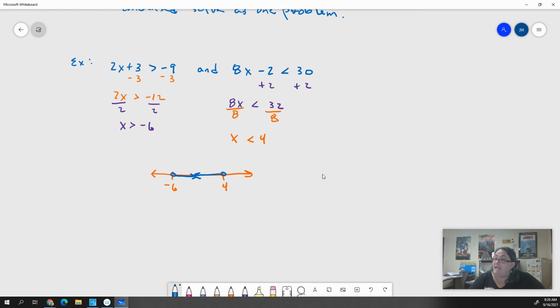Our solution set, when we're writing this in interval notation, is just parentheses, because we're not including negative 6, all the way to 4, which gets a parentheses because we're also not including 4, right? It's not equal to 4.